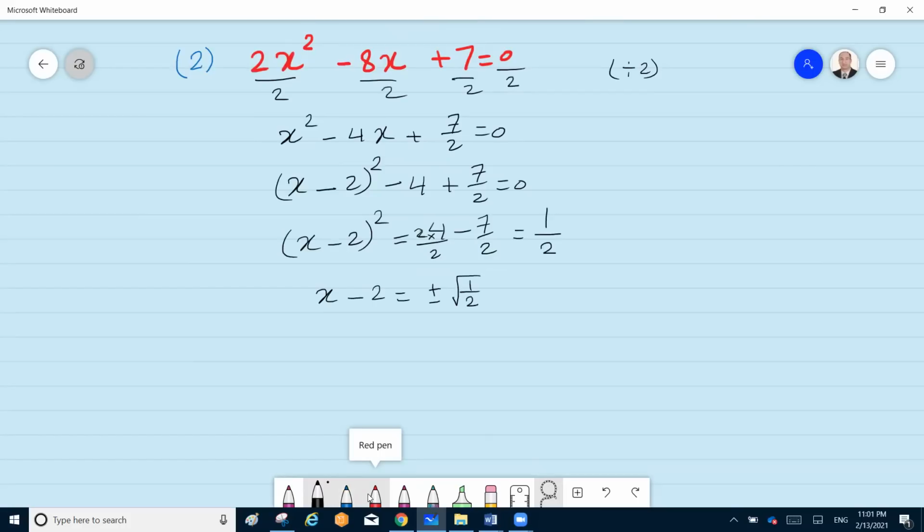And the root of half, to write it in the simplest form, multiply by 2 over 2, equals positive or negative root 2 over root 4 down, or 2 times 2, its root is 2. So the roots are, by adding 2 to each side, x equals plus or minus radical 2 over 2 plus 2. That's it. You can split them into two values. Very easy method, okay? Try to solve also this question with me.